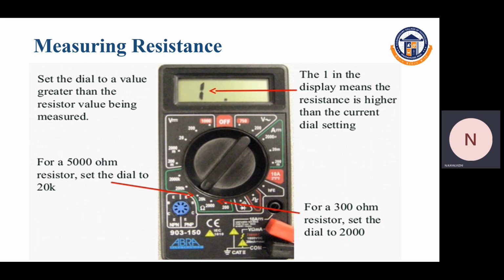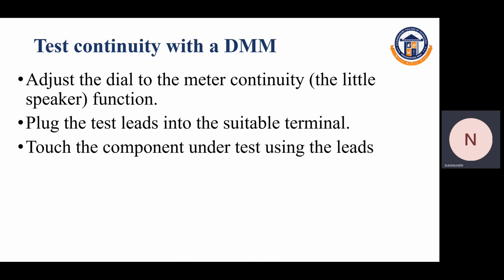So the first thing is, if we have a reading like 1 on the display, it means the resistance is higher than the current dial setting. If this happens, we have to choose a higher switch position. So set the dial to a value greater than the resistor value to be measured. For example, for a 5000 ohm resistor, the dial should be 20K. Similarly, for a 300 ohm resistor, we have to set it to 2000.